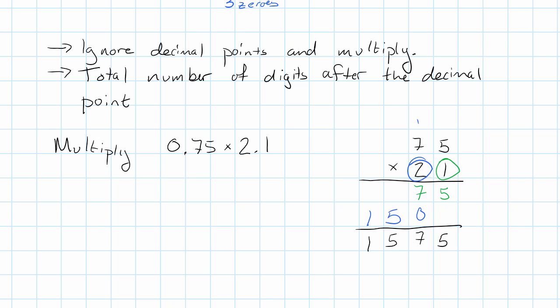Let's put the decimal points back in. This was 0.75. This was 2.1. I see 1, 2, 3 digits after the decimal points in the numbers I started with. I want 1, 2, 3 digits after the decimal point in my answer. So my answer is going to be 1.575.